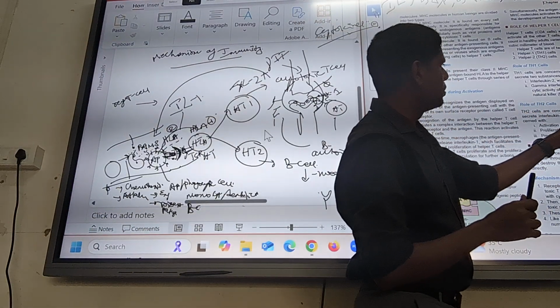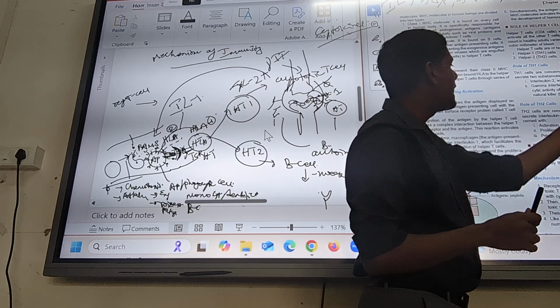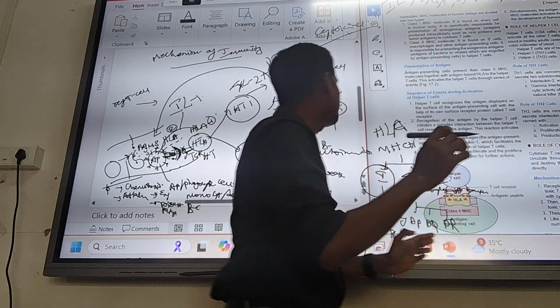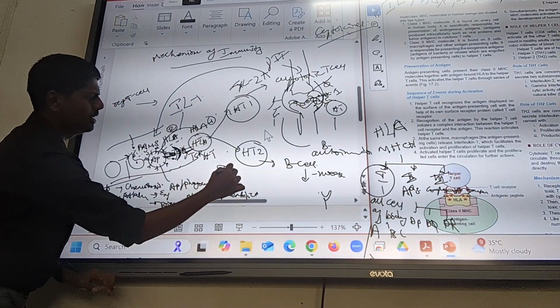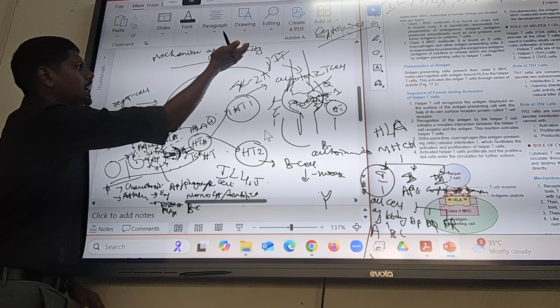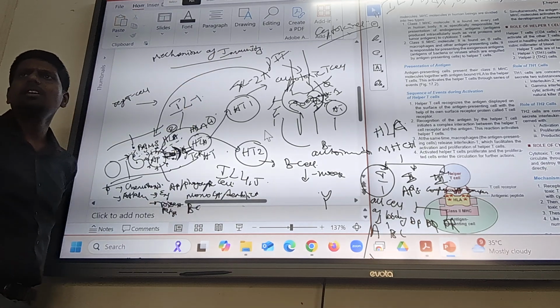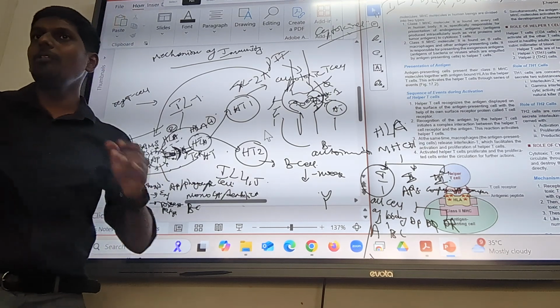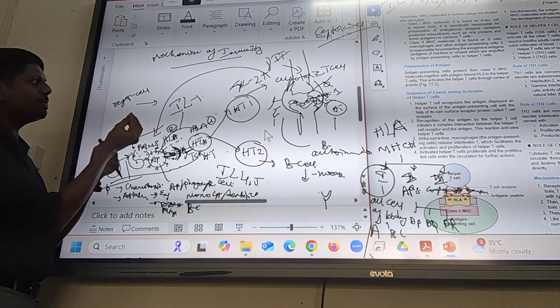So helper T cell 2 concerned with humoral, that means antibody. It communicated via interleukin 4 and 5. Simple. Here interleukin 4 and 5 responsible for B cell communication, whereas interleukin 2 and gamma interferon responsible for the cytotoxic T cell communication. So now we are seeing the close connection between these cells.